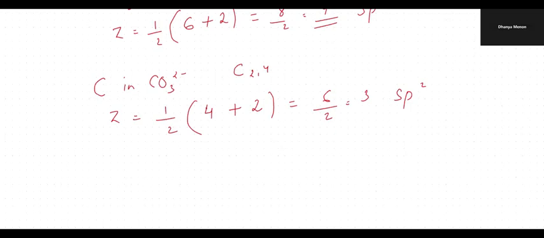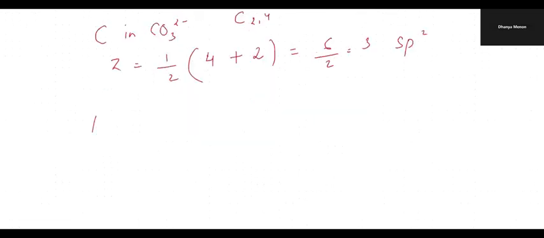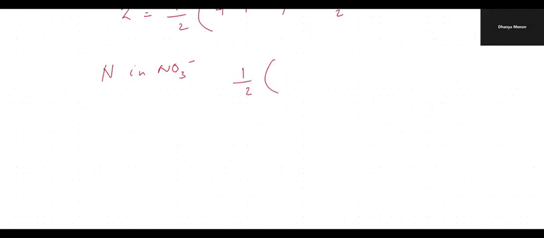Okay. Then again, nitrogen in NO3 minus. So I have half of nitrogen's 5 valence electrons, plus there's a negative charge, I add it, there's no monovalent atom. So 6 by 2, which is equal to 3, which is sp2 hybridization.